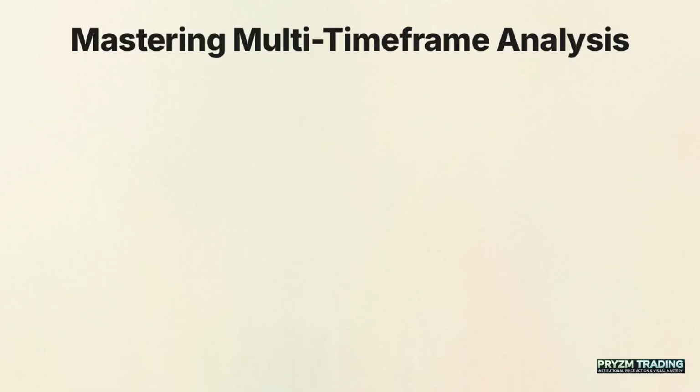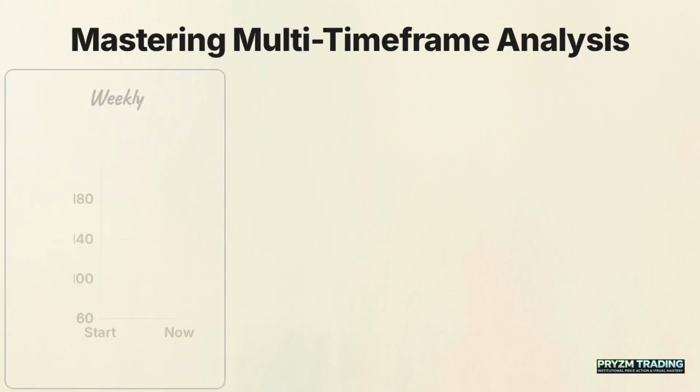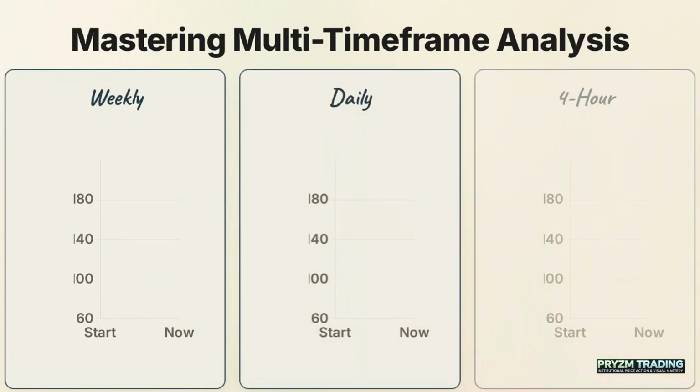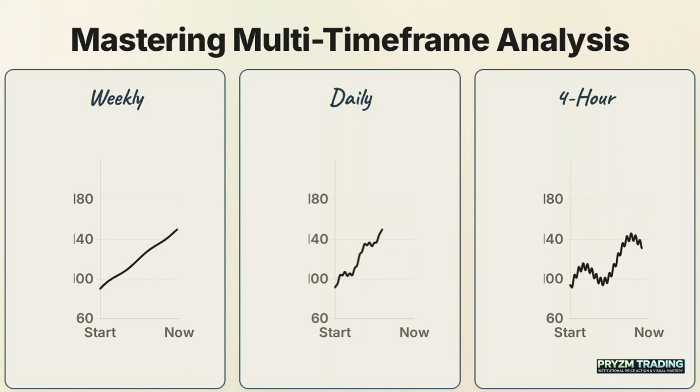Step 1 is setting up your workspace. Open your software and divide your screen into 3 side-by-side panes for a single asset. Set the left pane to the weekly, the middle to the daily, and the right to the 4-hour. Then apply the 20, 50, and 200 exponential moving averages and an RSI oscillator at the bottom.